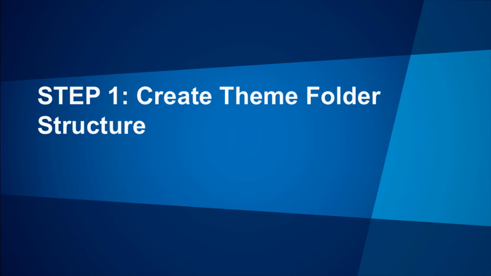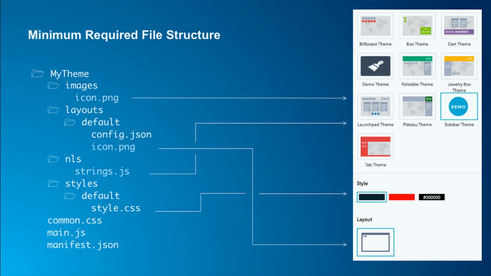Okay. So the first step is to create the basic folder structure for the theme. And here's the minimum required folder structure of the theme. So we have the images folder, which by default only contains an icon of the theme, which we see on the Web AppBuilder editor interface, which is that bluish circle with demo on it. That's the icon of our demo theme.